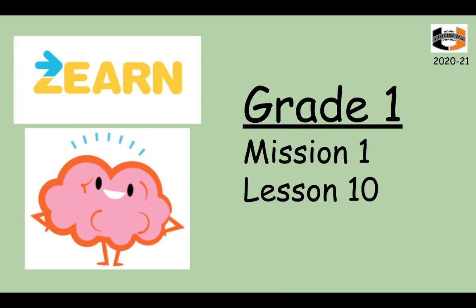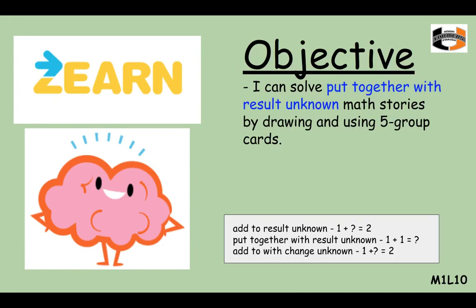Okay, so it is Grade 1, Mission 1, Lesson 10. Our objective is I can solve put together with result unknown math stories by drawing and using 5 group cards. So put together with result unknown means you know the parts, you just don't know the end, the whole number.